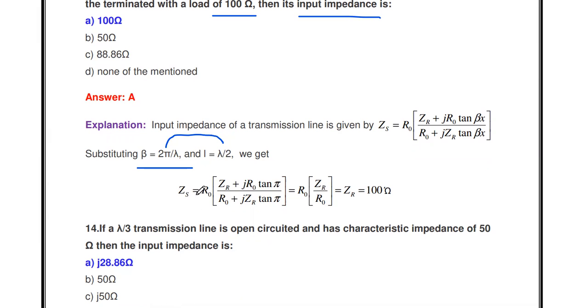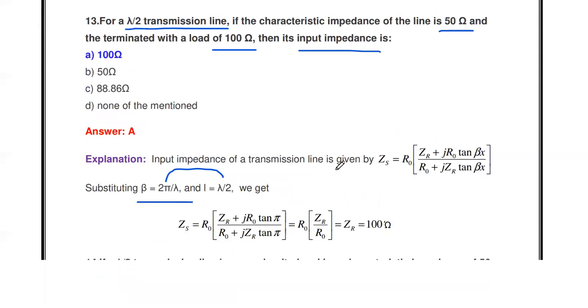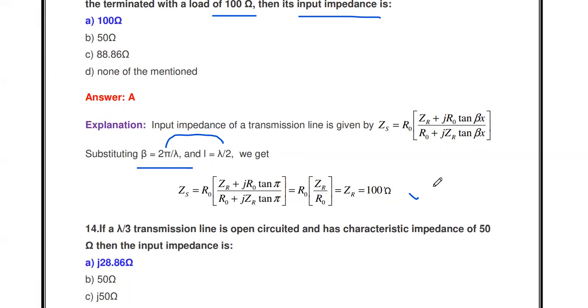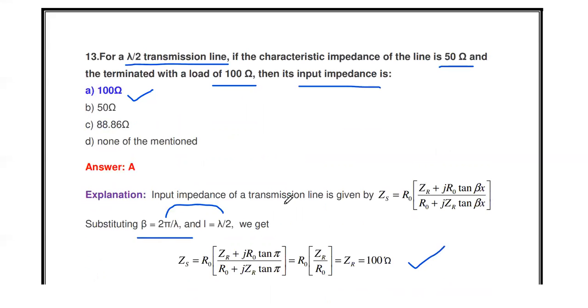So that's why we will get ZS is equal to R0 into ZR by R0. Okay, R0 and R0 cancel. So we will get ZS is equal to ZR. What is the value of ZR? Load is 100 ohms. So we will get the answer as 100 ohms. So the input impedance is 100 ohms for this line.